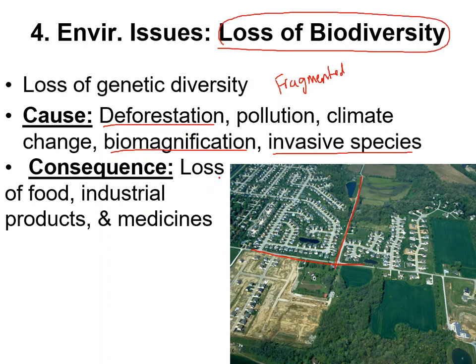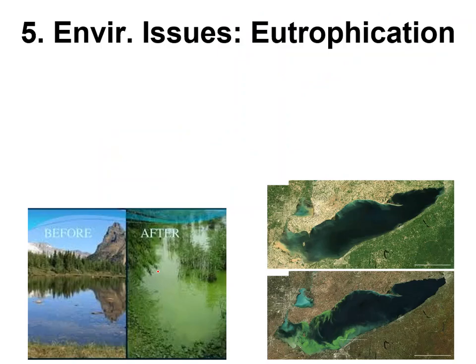And the consequence is that it affects food. For us, at least, for our personal self-interest, it affects loss of food, industrial products, the number of medicines we can produce, because a lot of those are actually derived from plants. And this is not even addressing the impacts on food webs and food chains and the interaction between organisms, right?